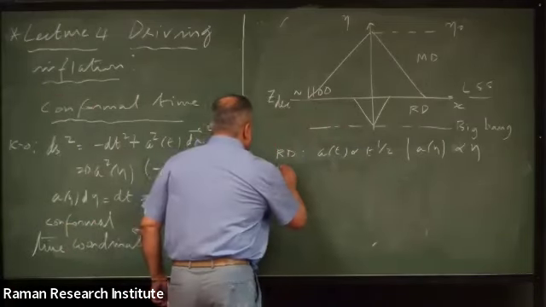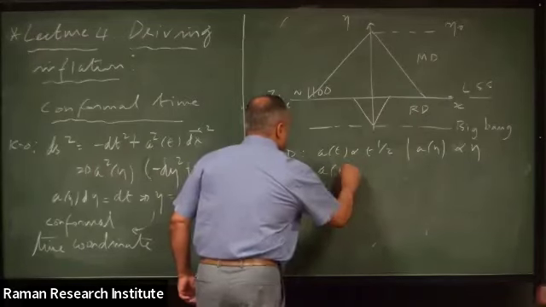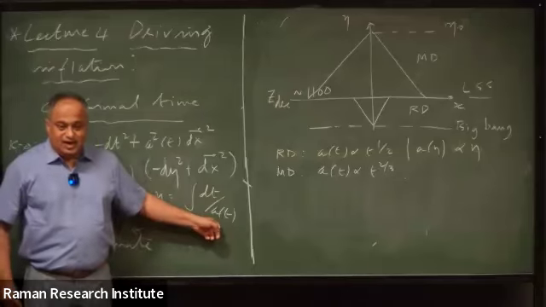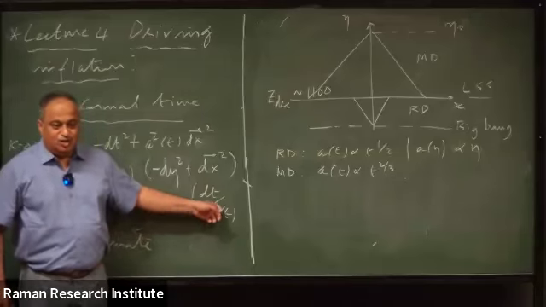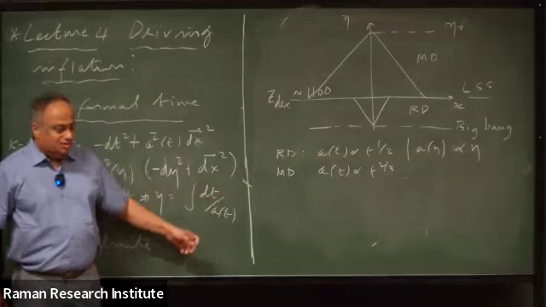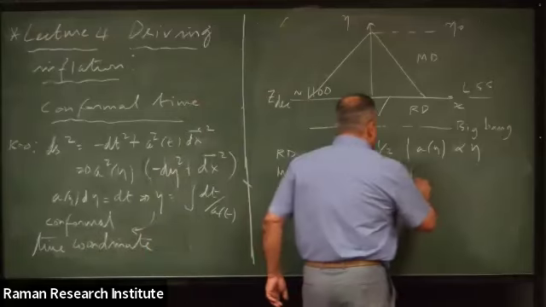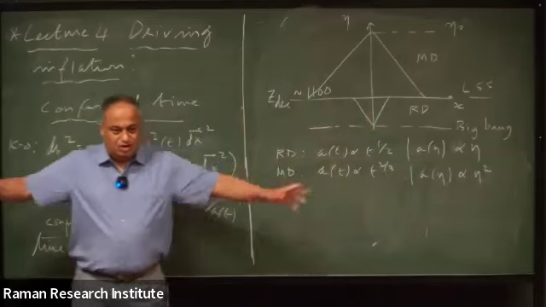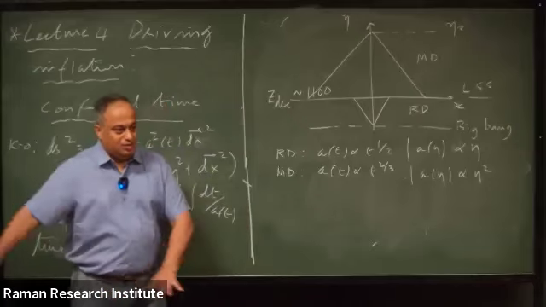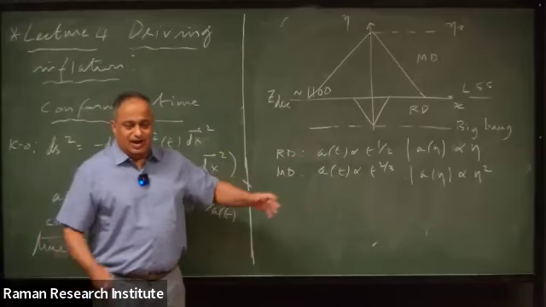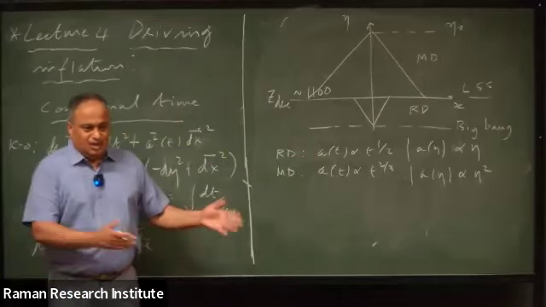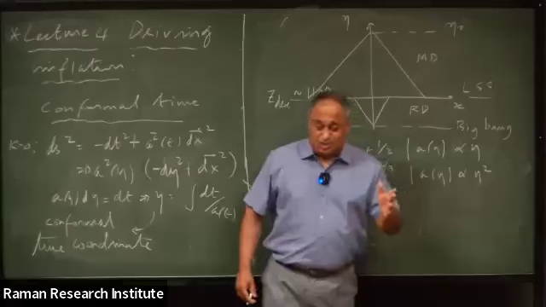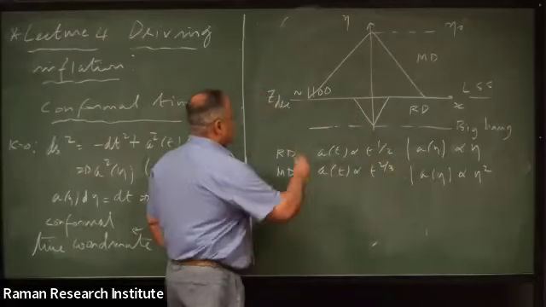Okay. Matter domination, a of t is t power 2/3. So if I integrate dt by t power 2/3, I will get t power minus 2/3 plus 1, which is t power 1/3. So a is t power 2/3, so a of eta is eta squared. And if I had a matter-dominated universe and a radiation-dominated universe from the Big Bang all the way, what is the typical range of eta? If you had a radiation-dominated universe at the early stages, eta equal to 0 corresponds to the Big Bang, and eta keeps growing. So this is eta equal to 0.